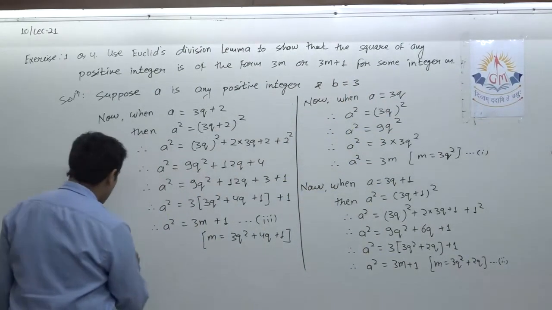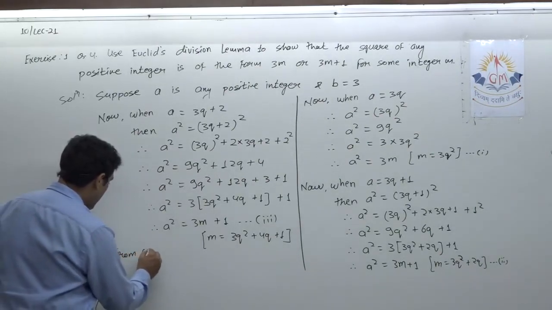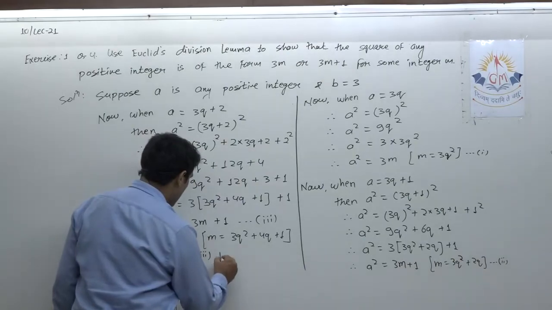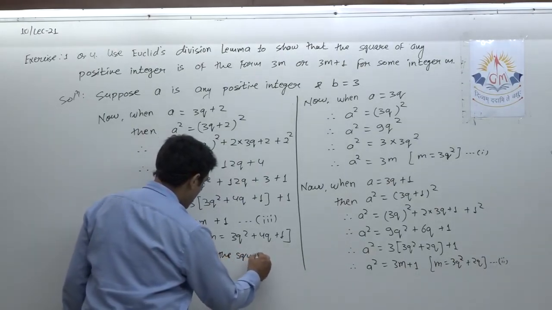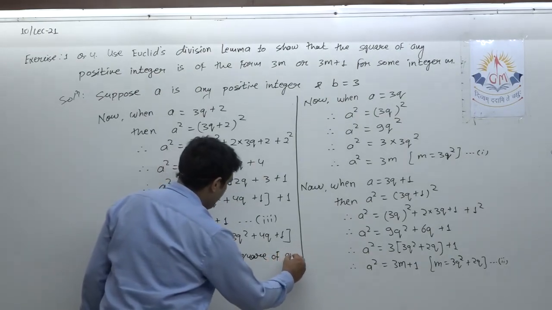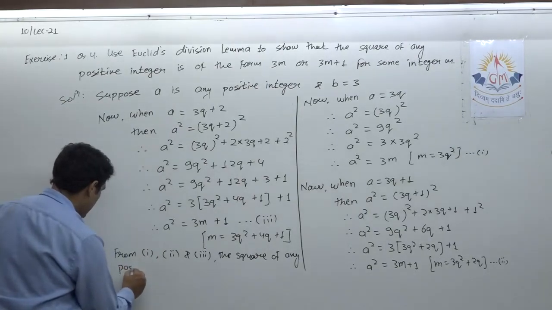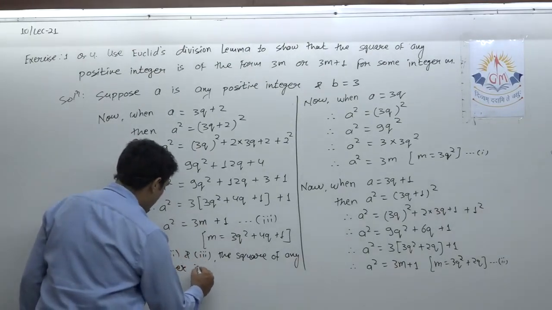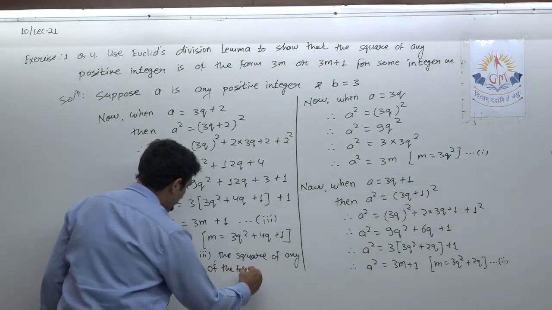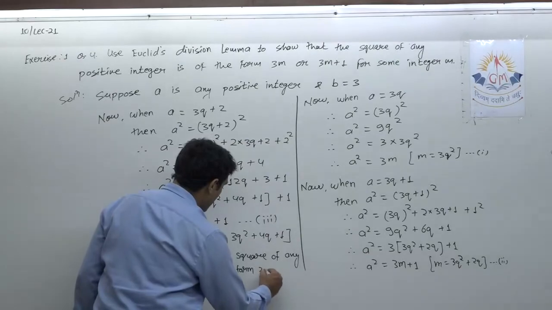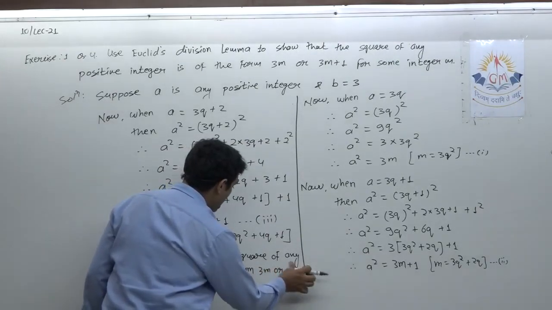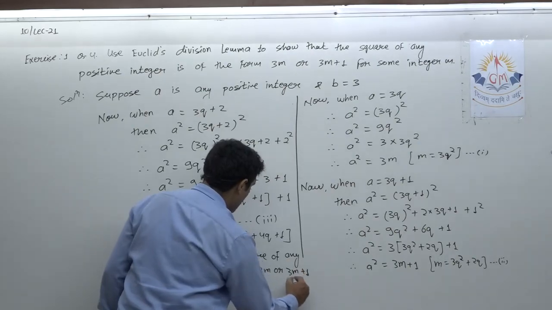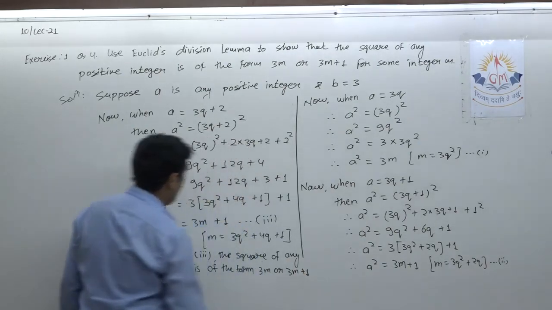So here I am writing the concluding statement. From first, second and third, the square of any positive integer is of the form 3m or 3m plus 1, hence proved. Okay, so please note it down.